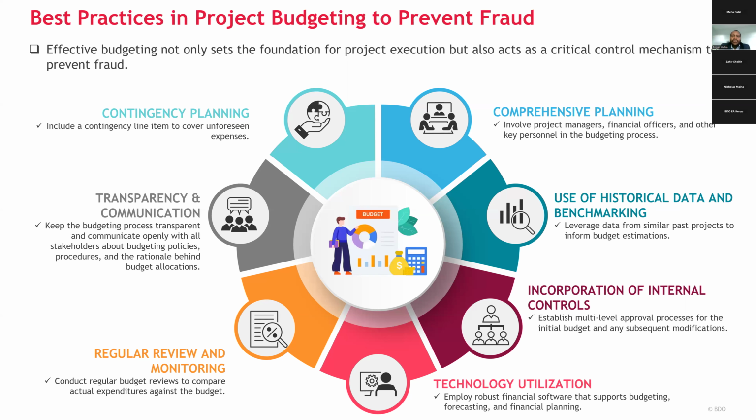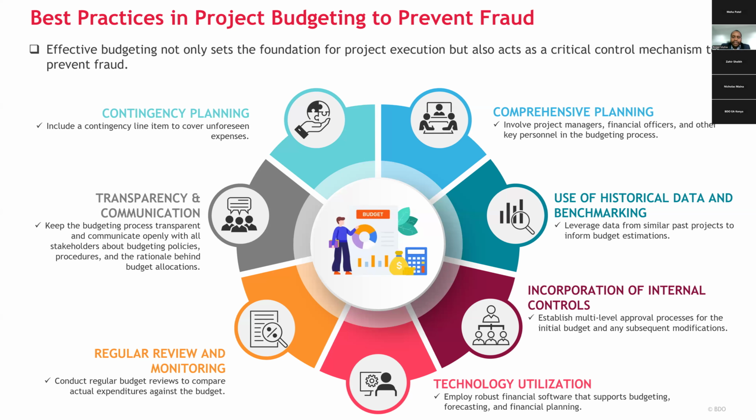So one of the ways that you can have good project budgeting, one, you can have contingency planning. So here, let's start with comprehensive planning. Here you can involve project managers, financial officers, and other key personnel in budgeting to ensure that all aspects of the project are covered, but also to ensure that there are no budget overruns.